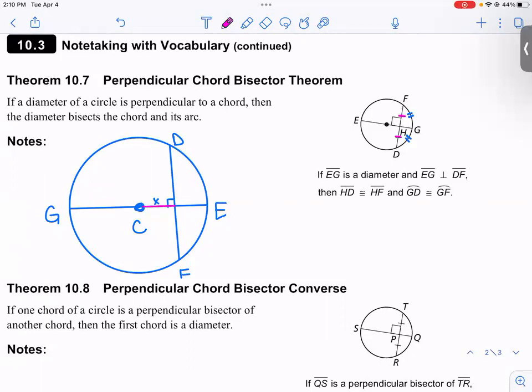And I am telling you that DF is 16 and GE is 10. GE is 20. That sounds good. Sorry about that.